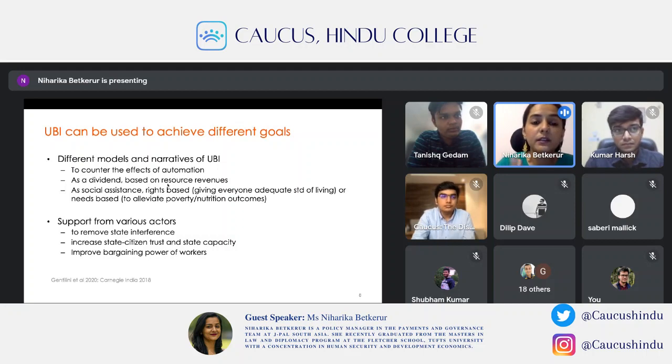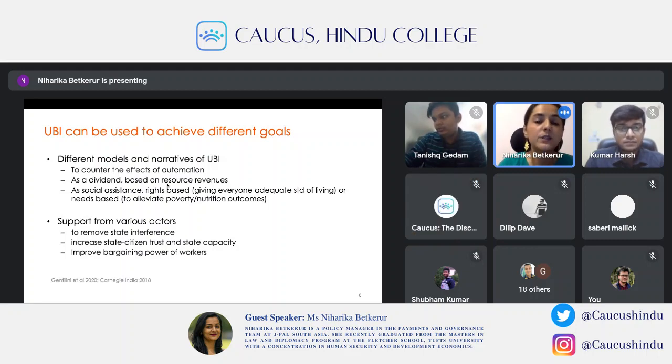And the third goal could be to just alleviate poverty or get everyone up to a certain adequate standard of living, right? So in that case, it's used as a social assistance tool. And this is, I guess, very much in developing countries and countries such as India. You can think of UBI as a social assistance tool.